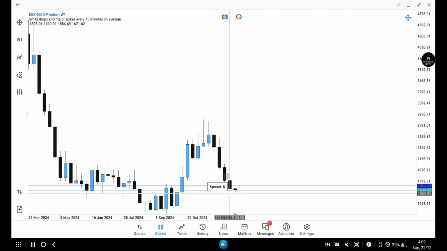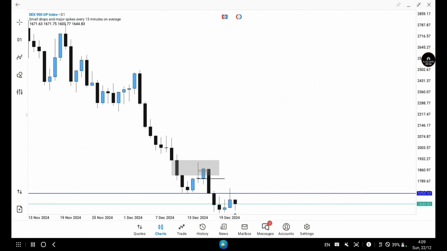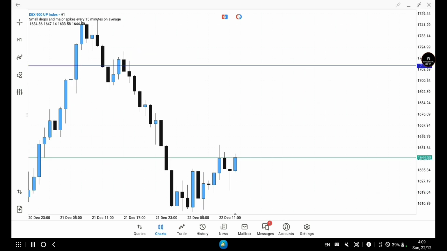So now let's drop to the following time frame, which is the daily time frame. And here on the daily time frame, we can see the new week there started on the 15th yet again and tapped into this fair value gap right there. So let's drop to the hourly time frame to look for entry opportunities.